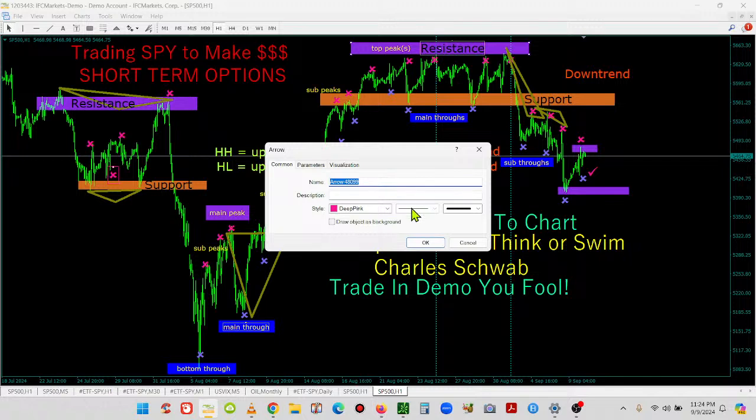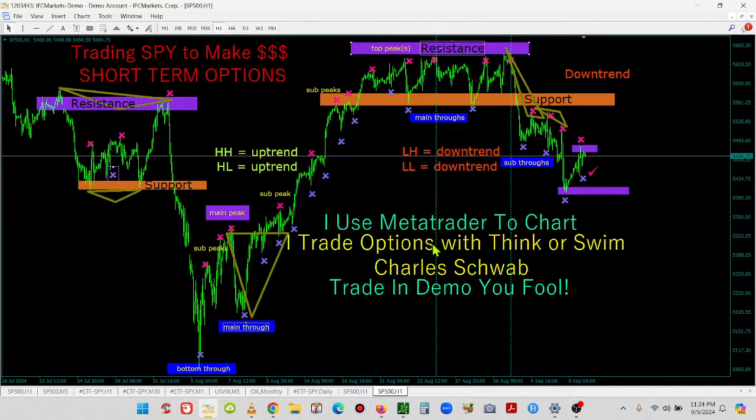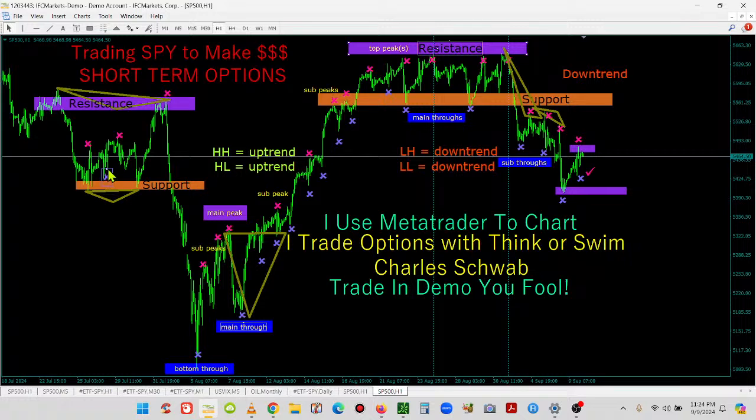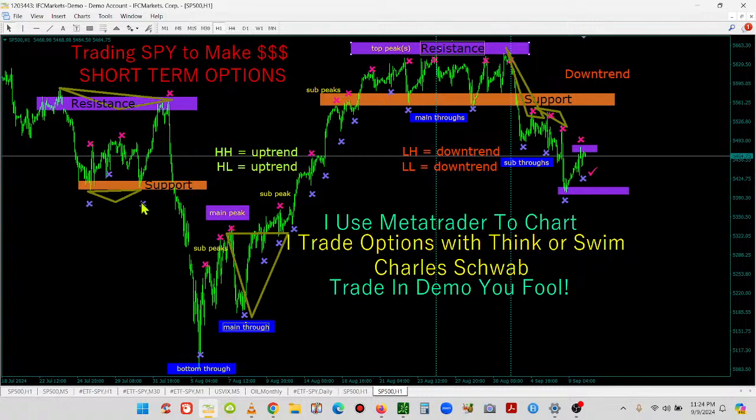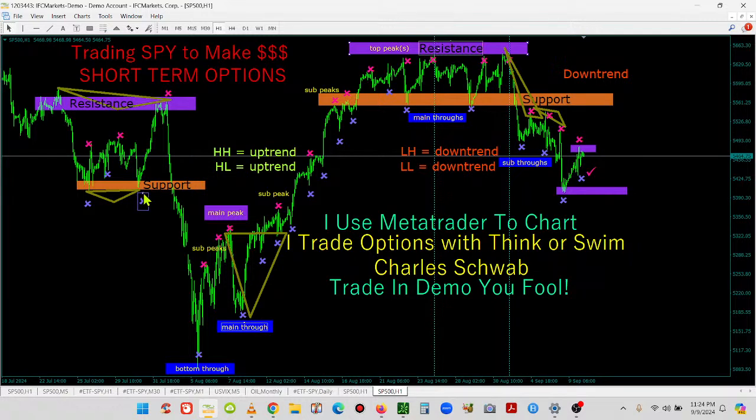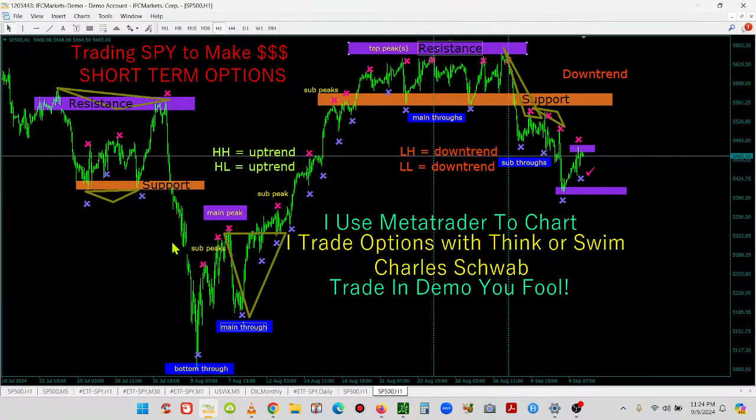Okay, so what happened here? All right? So, we have these little sub-troughs. We have a bit of a main trough right there. And when those fail, it's like, oh man, there goes support. There goes our support when these main troughs fell.